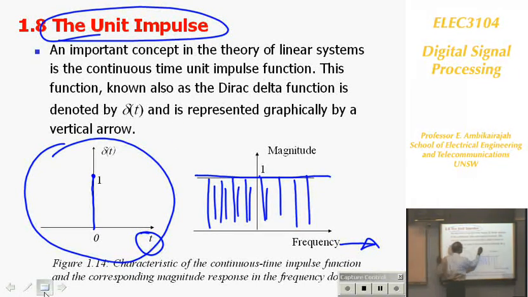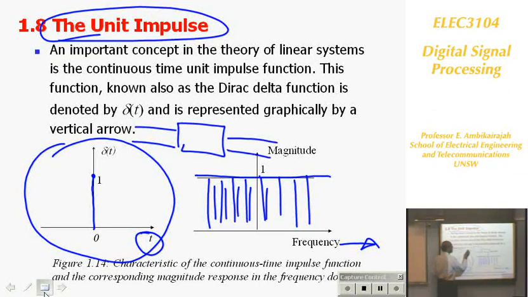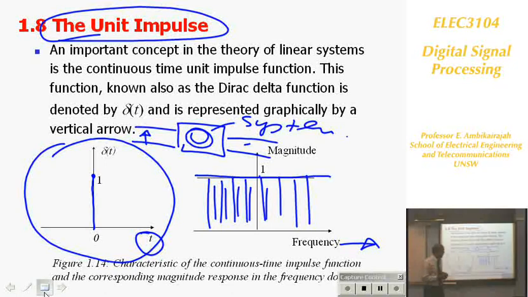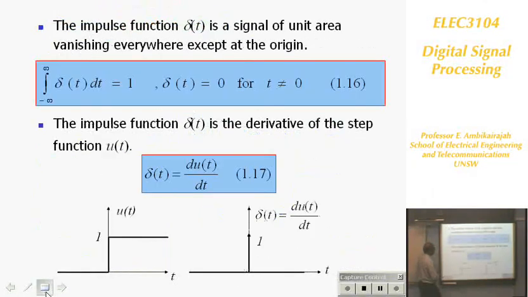So if you have a system here, and you want to check how good this system is, you normally give an input as an impulse and observe the output. Because the impulse has every frequency, you can study the behavior of the system for all the frequencies. This is your system, right? So impulse is a very important function in discrete time systems as well as continuous time systems, because it has all the frequencies.